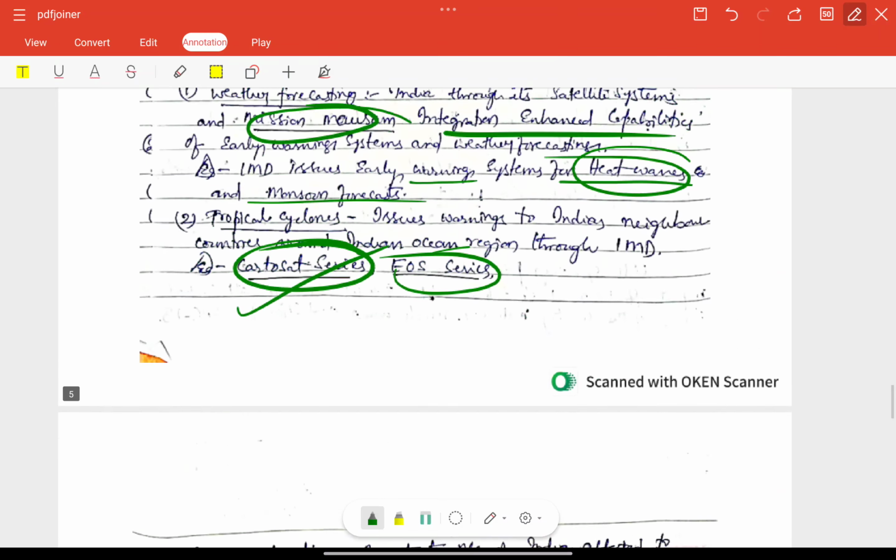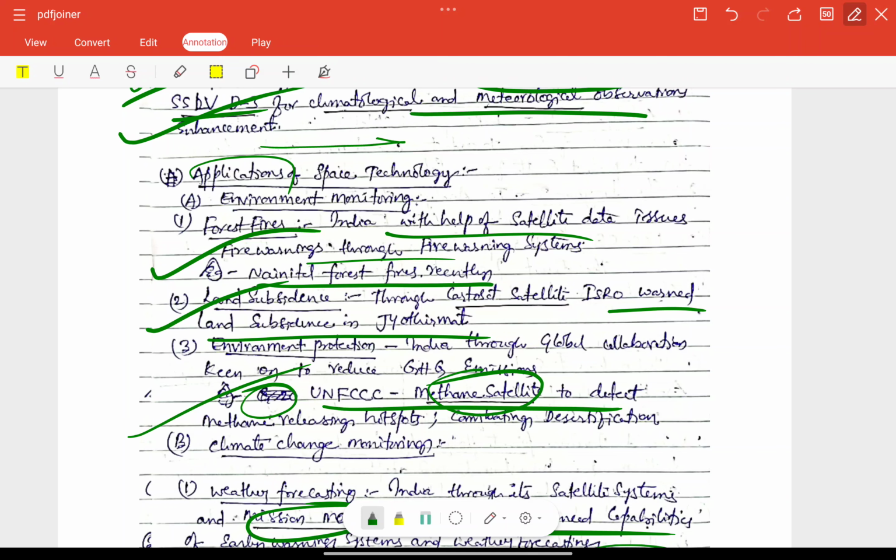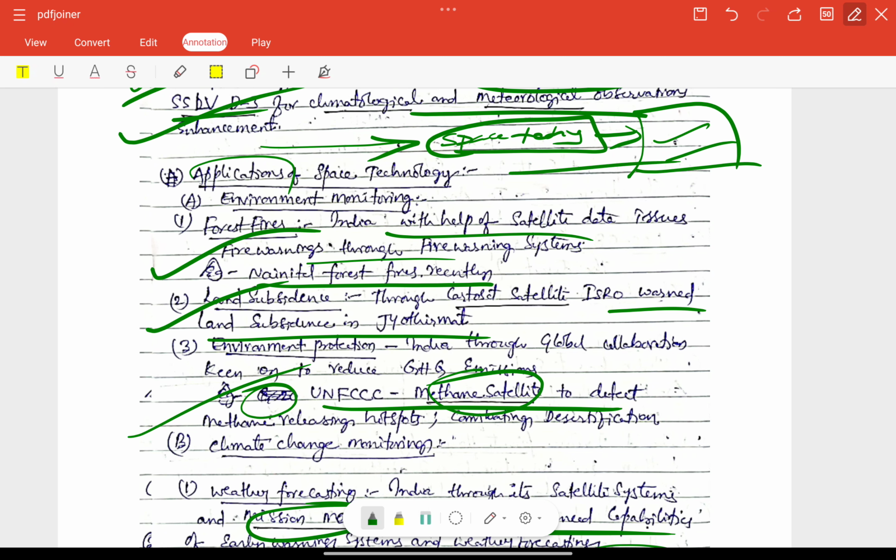Coming to the overall analysis of this answer: good introduction, a good current affairs introduction, especially the recently launched satellite. Other than that, here we need to talk about some space technology. Space technology is very crucial for tackling environmental challenges. Earlier, collection of data on deforestation, greenhouse gases, or natural disasters, simple information like background we need to provide here, one small paragraph.